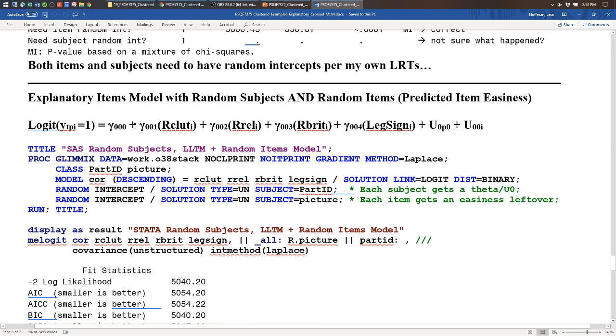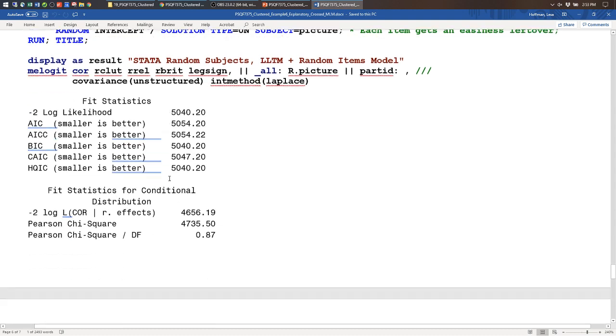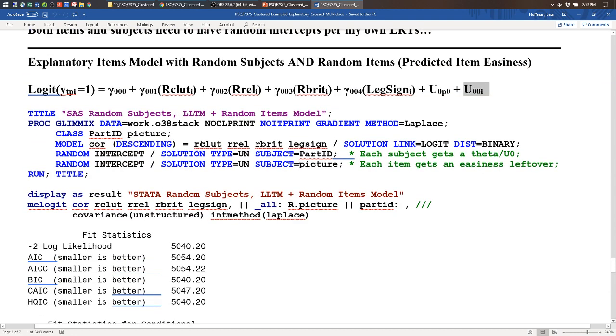So the last model then puts it all together. We have clutter, relevance, brightness, legible sign, and a random effect of items. So this model explicitly allows me to test how much of the variability across items were due to the things that I have listed here, whether or not items are exchangeable beyond that. So this is what's known as an explanatory item response model.